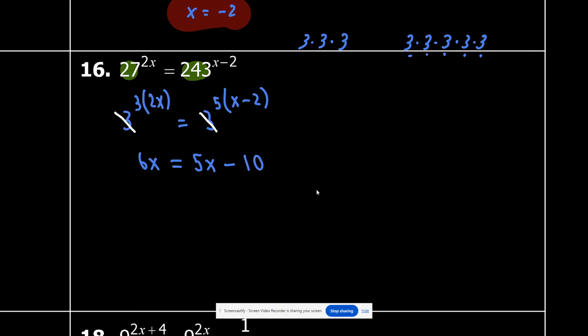I always move my smaller variable. In this case, it's not the 6x, it's the 5x. So I subtract 5x, and 6x minus 5x is x. These cancel, so x equals negative 10. All right?